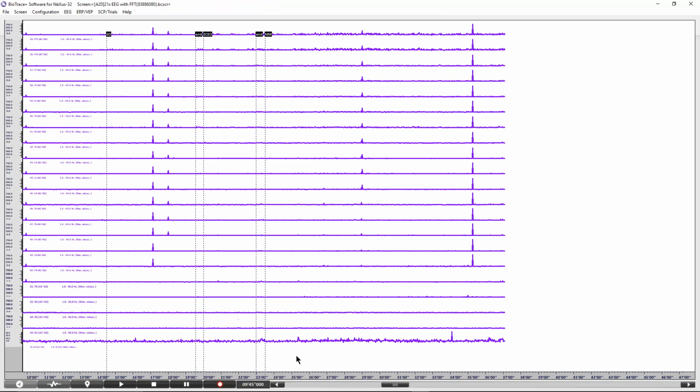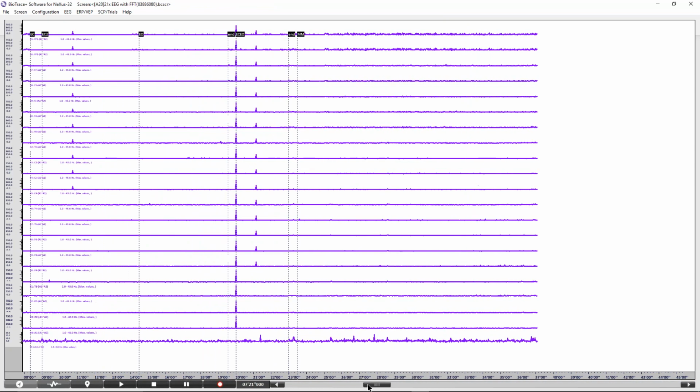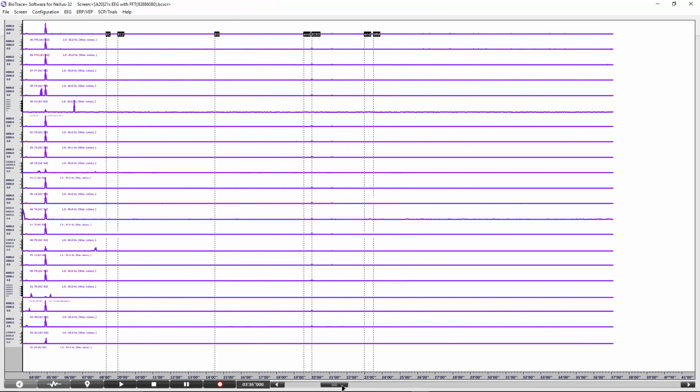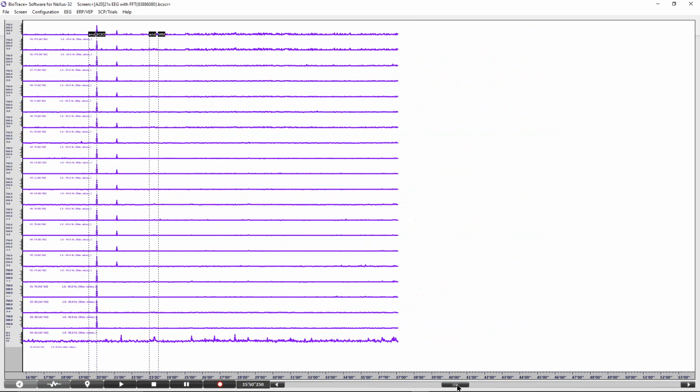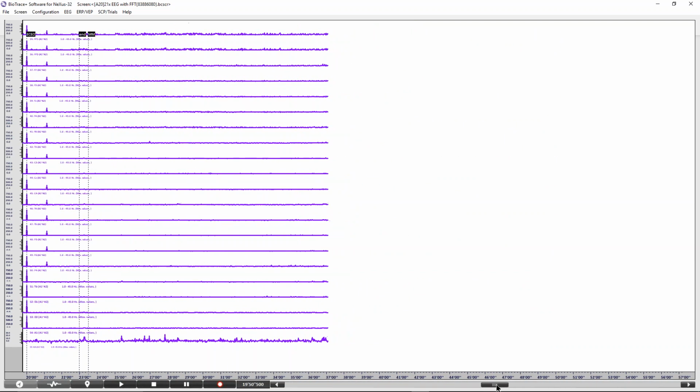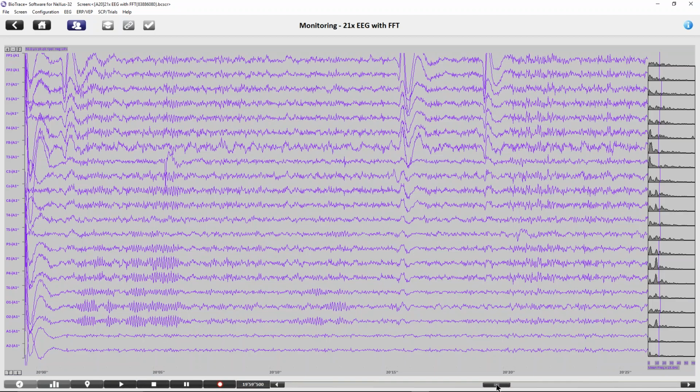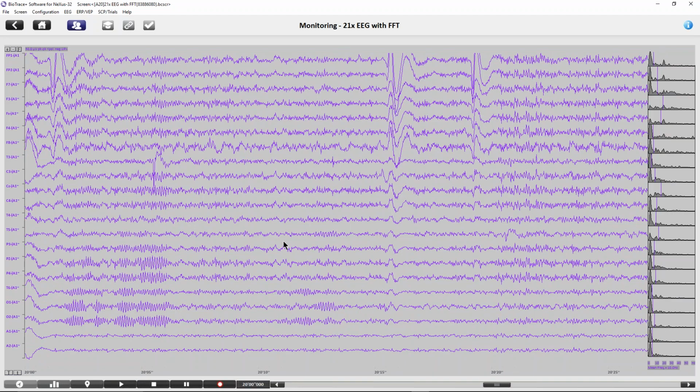So we can go back to our review screen and go back to how to export the data. Here I have the eyes closed segment highlighted, and this period between here and here is eyes closed. This is eyes open. This is an eyes closed, eyes open sequence, where I'm looking to see if the person has an appropriate alpha response and an alpha blocking response.